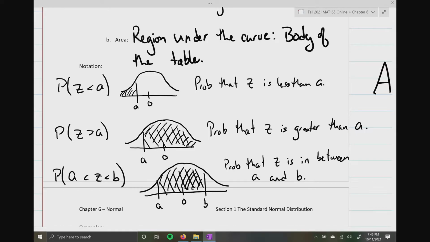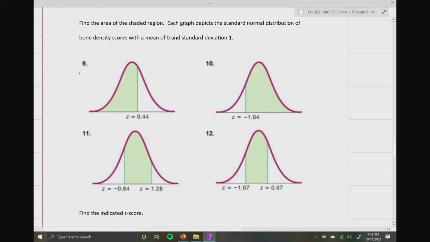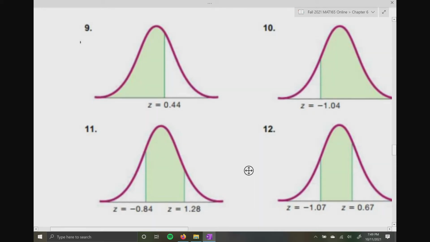Okay? So what I have here is I got a word problem with a bunch of different examples. Now, I literally just stole these examples out of a book, so that's okay. Don't turn me in for plagiarism, but it's good enough for us. So what we're asked to do here in problems 9, 10, 11, and 12 is find the area of the shaded region. So each graph depicts the standard normal distribution of bone density scores with a mean of 0 and a standard deviation of 1. Okay? So our goal right now is just to find what these areas represent.